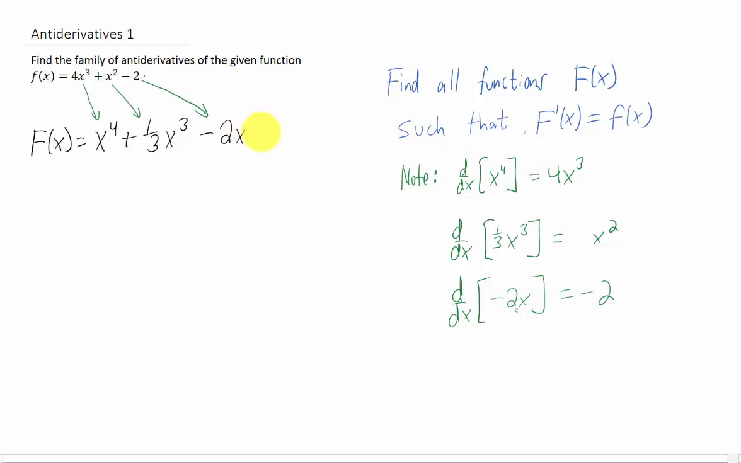Now for all antiderivatives, we can add whatever constant we want in here. Typically we just call that a big capital C. And now we've come up with a function whose derivative is the function that we were given.